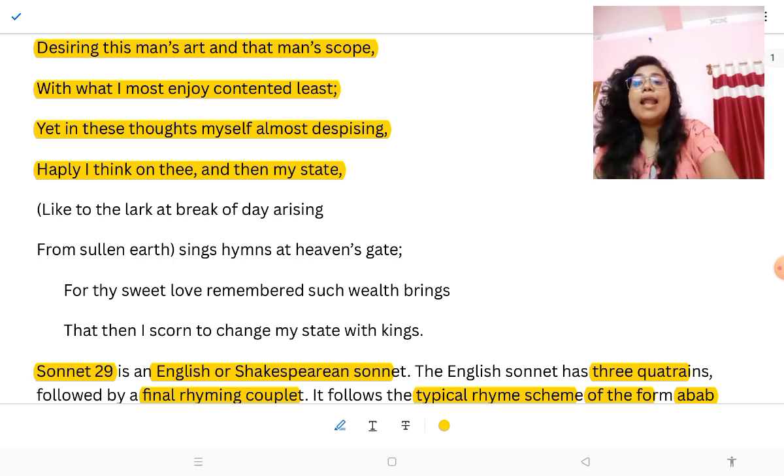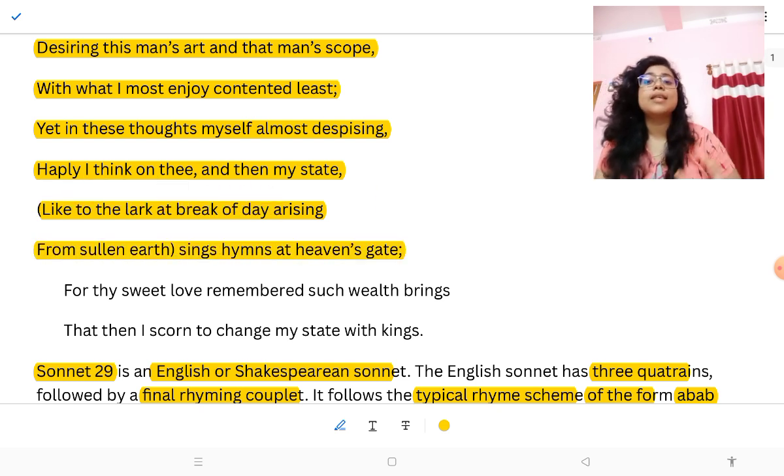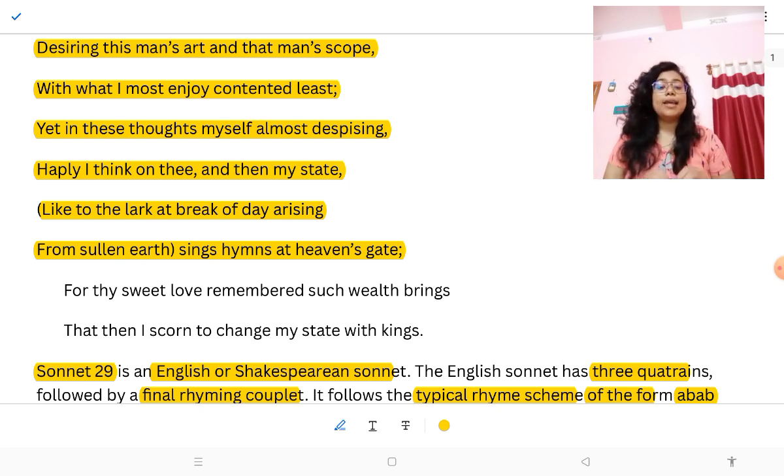Like to the lark at break of day arising from silent earth, sings hymns at heaven's gate.